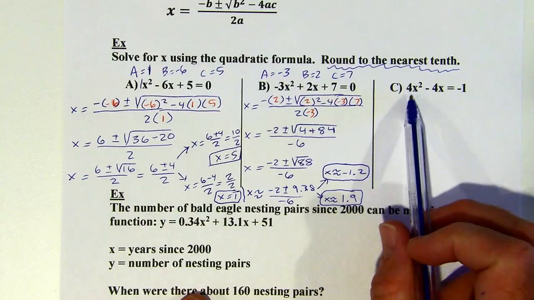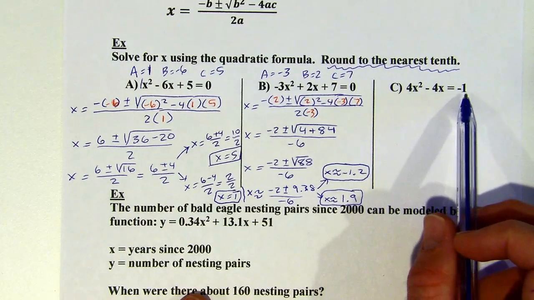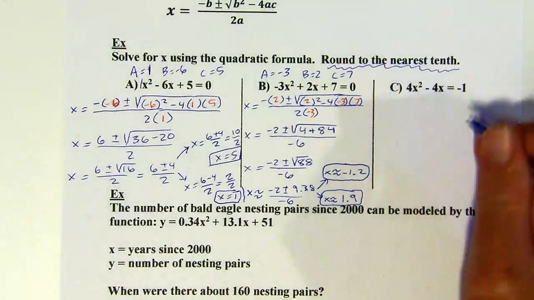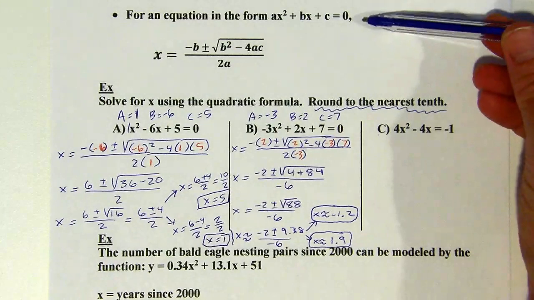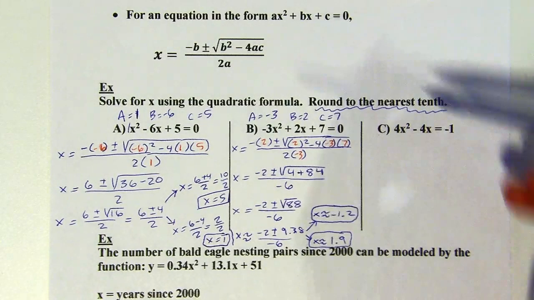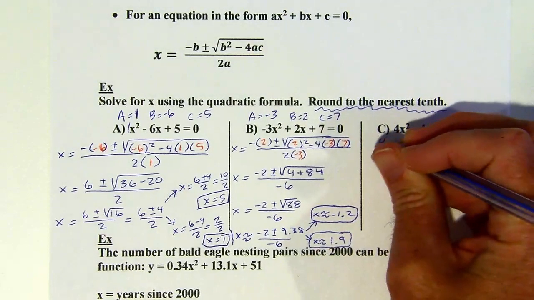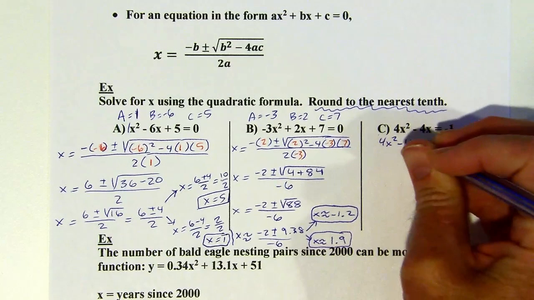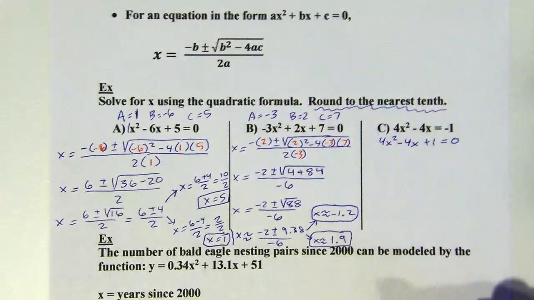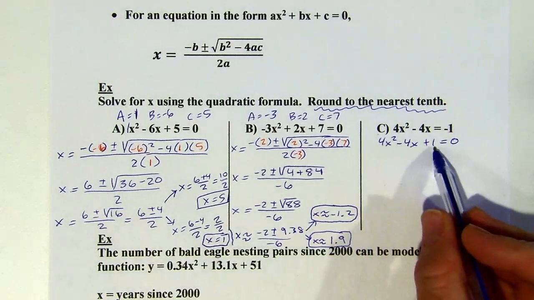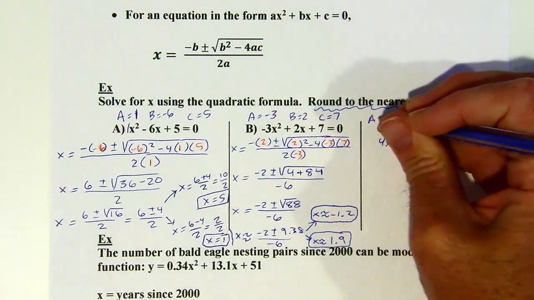It's tempting to look at this and say, oh, A is 4, B is negative 4, C is negative 1, but that's actually incorrect, because we need to put this in standard form first. So if you go back up here, we need to set this equal to 0. So what I want to do is add 1 to both sides of the equation first. So I'd add 1 to both sides. That's going to make this look like this. And now I can see that the C is actually positive 1, not negative 1 when you put it in standard form.